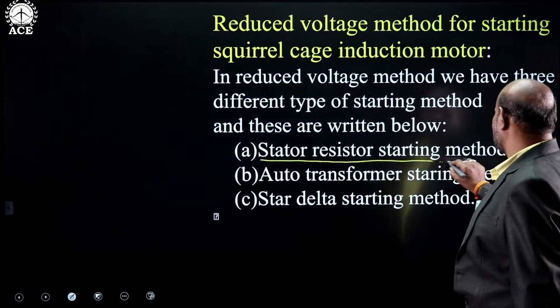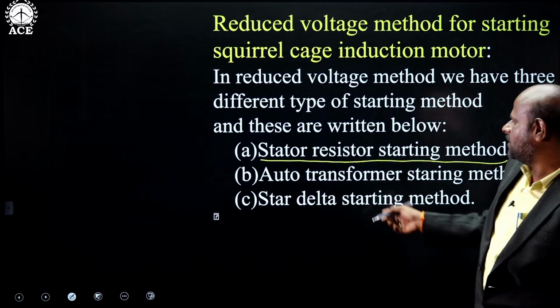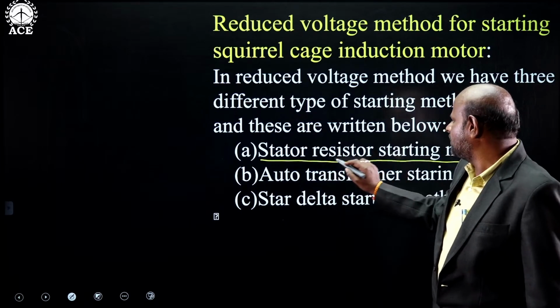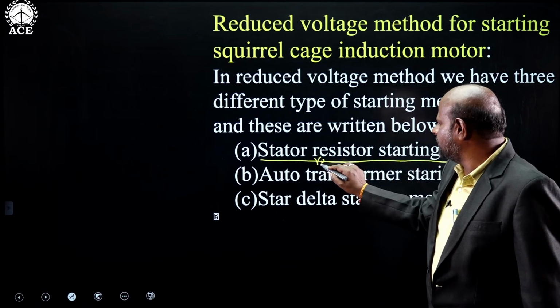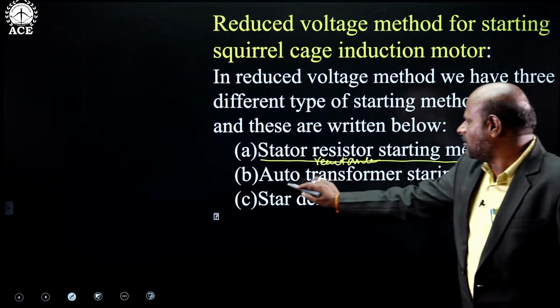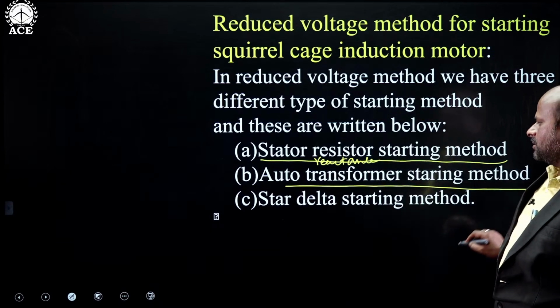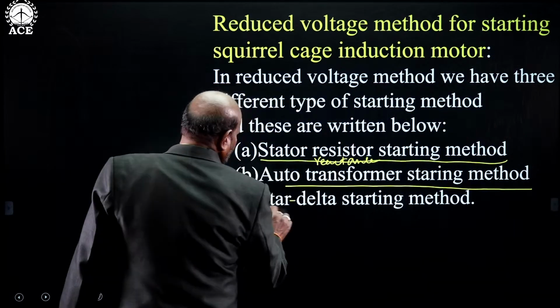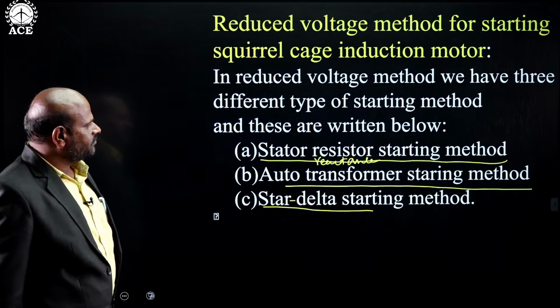Stator resistor starting method. Here we are using variable resistors, or we can also use variable reactance. Then the auto transformer starting method. Next one is the star delta starting method.